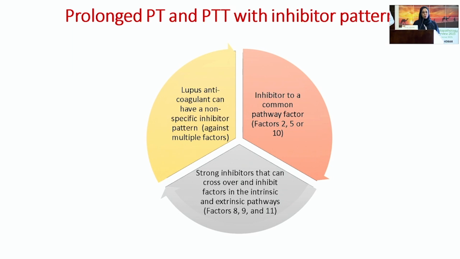So now to summarize our patient, she has prolonged PT, prolonged PTT with an inhibitor pattern. Could be a very strong lupus anticoagulant giving non-specific inhibitor pattern, so it's reacting against multiple factors. Could it be an inhibitor of a common pathway factor, factor 2, 5, and 10? And again, that's extremely rare, especially in pediatrics. Or could it be a strong inhibitor that crossed over and inhibited factors in the intrinsic and extrinsic pathway?